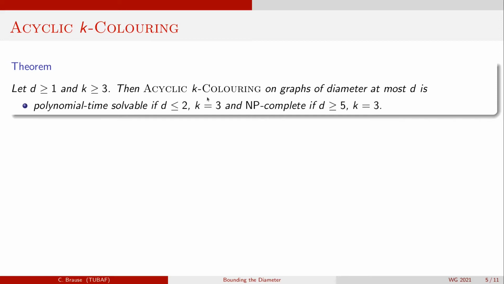Here we can prove that our open case, namely that where we consider graphs of diameter at most 2, becomes polynomial time solvable. However, if we allow graphs to have a diameter at most 5, then our problem remains NP-complete. So how can we find that acyclic 3 coloring is polynomial time solvable on graphs of diameter at most 2?